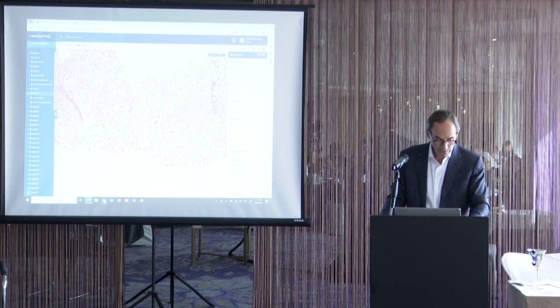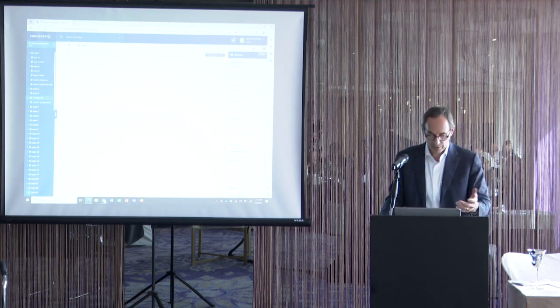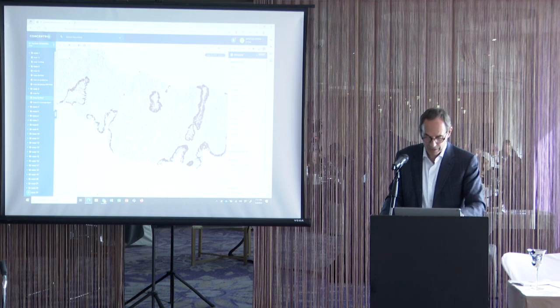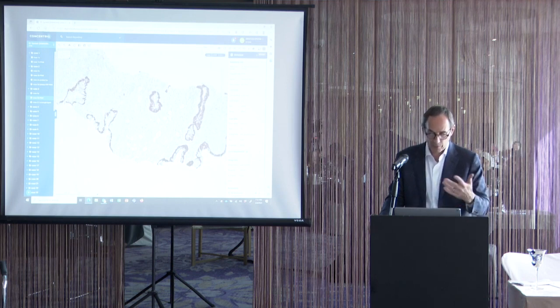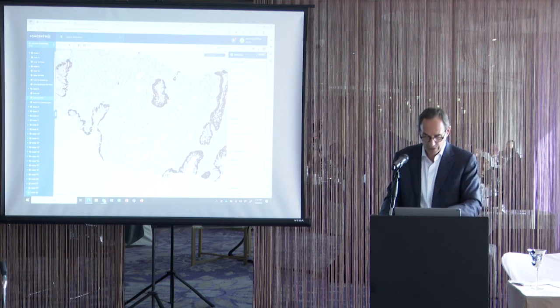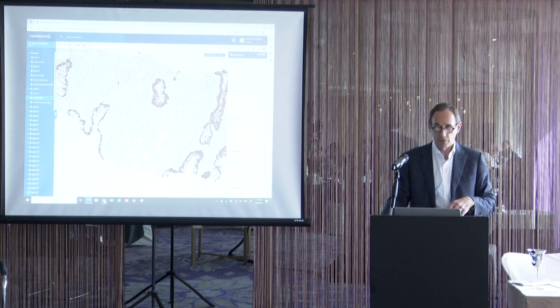If you do a PIN-4 stain in cases like this, they basically do not light up with the basal cell markers. They are negative for basal cell markers, and they're positive for racemase. This case is not so positive for racemase, but you can see entirely negative for the basal cell markers.